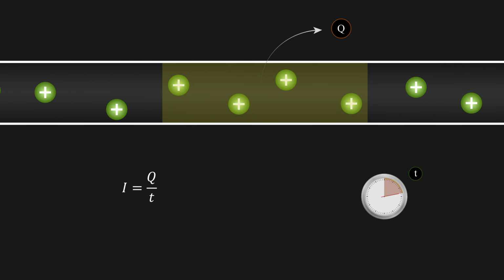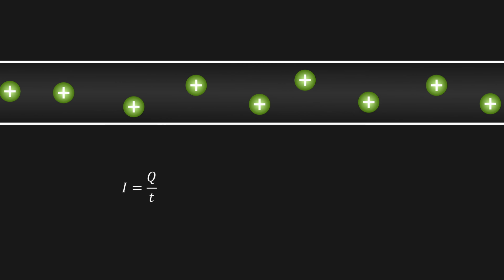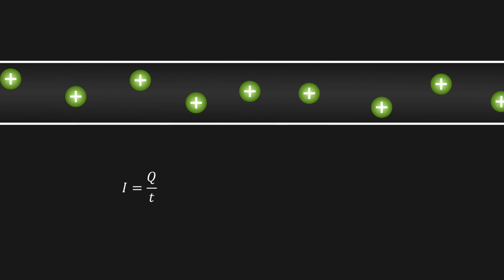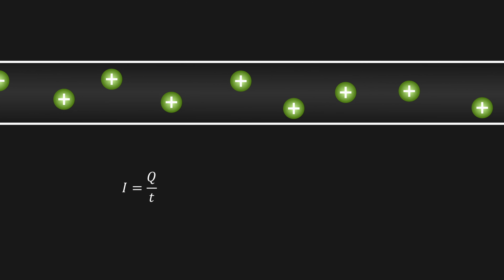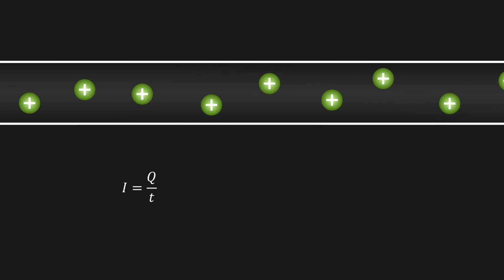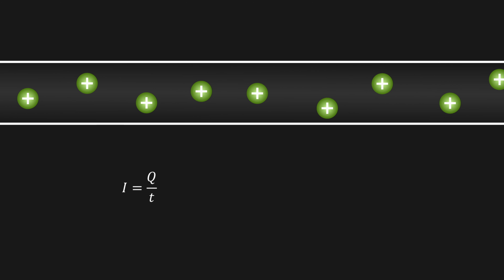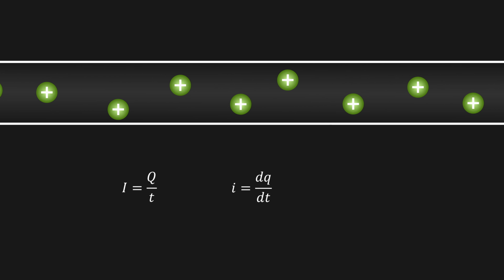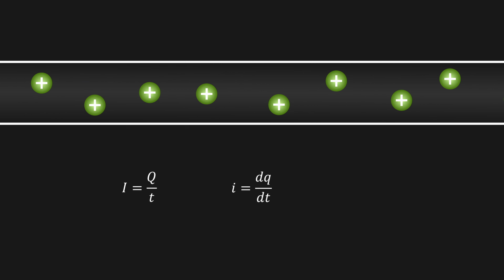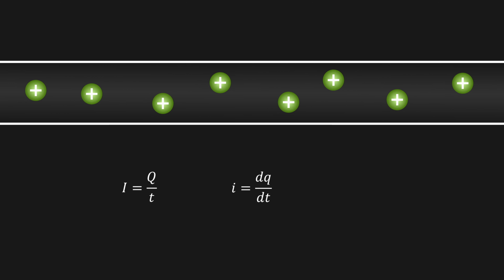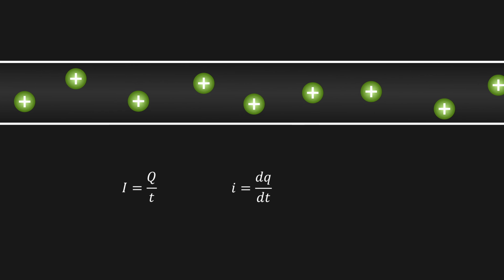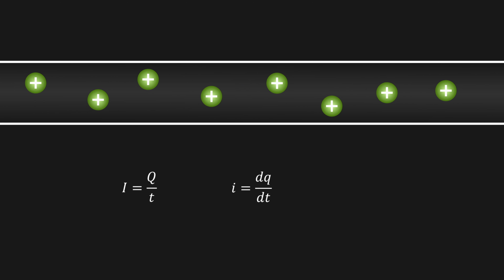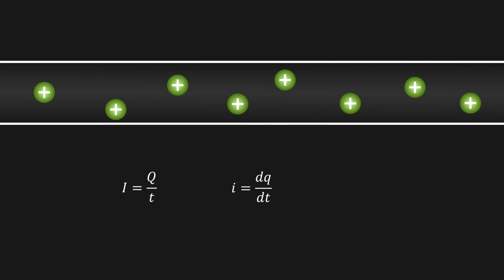But in reality, current isn't always constant. It can change from moment to moment. If that's the case, this formula just gives us the average current over the chosen time interval. To find the actual current at any specific moment, we use the differential form, which is I equals dq by dt. If you have dealt with calculus before, you will know that this dq by dt is basically telling us how quickly the charge is changing at any given moment. If you are not comfortable with calculus, don't worry, just let me know in the comments and I will explain it in simpler terms in another video.